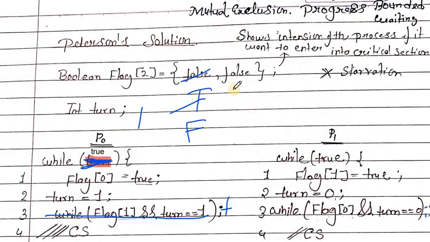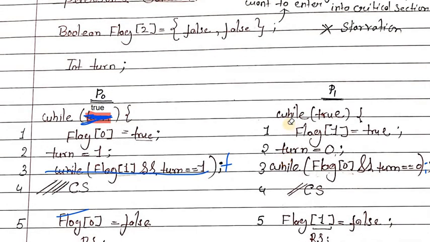Now if process P1 comes first, that is, if P0 has not arrived and P1 comes first, then P1 wants to execute the critical section first. So check the condition.